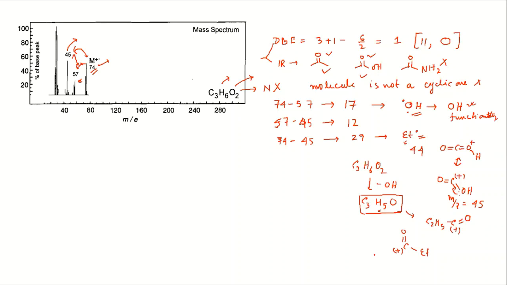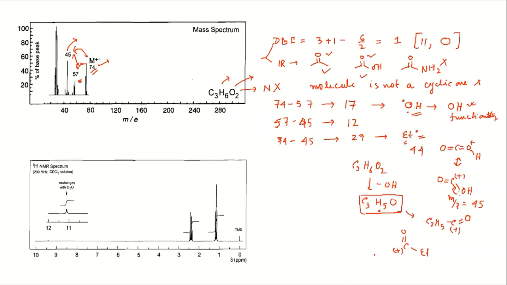Let us move to the other spectrum and find out what could be the actual structure. In this proton NMR, you have a triplet and a quartet, and a triplet-quartet combination definitely tells ethyl. So you have ethyl 100% in this molecule, and the mass spectrum is also telling you ethyl radicals are coming out.